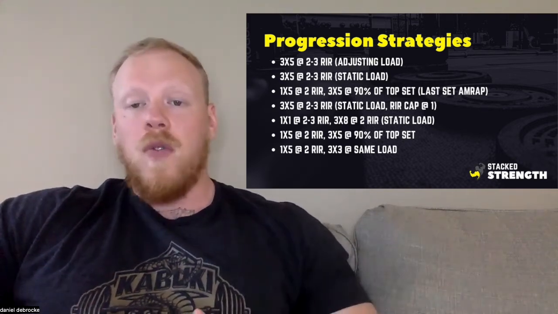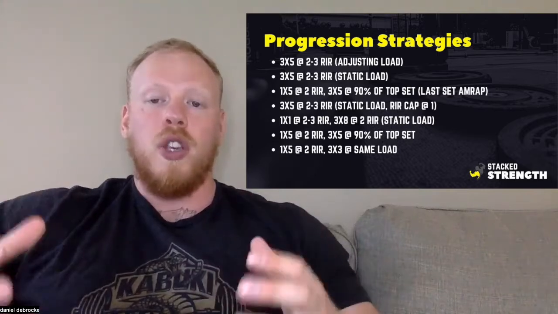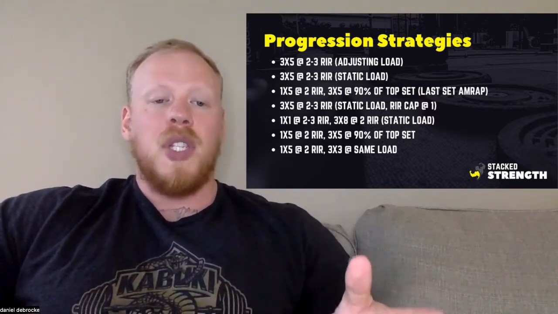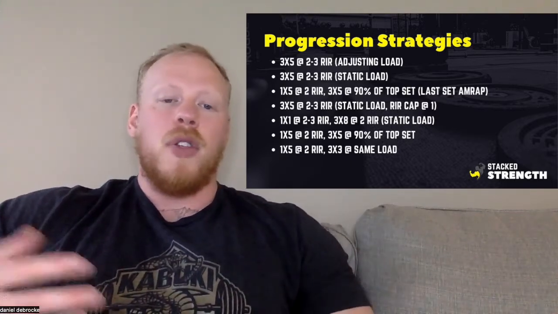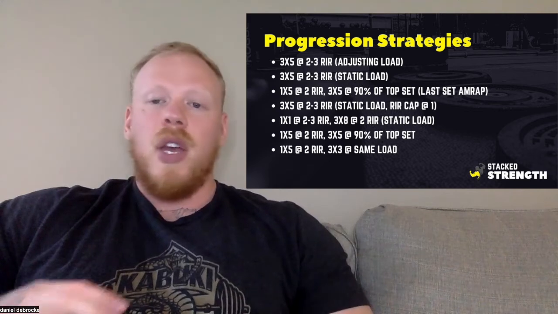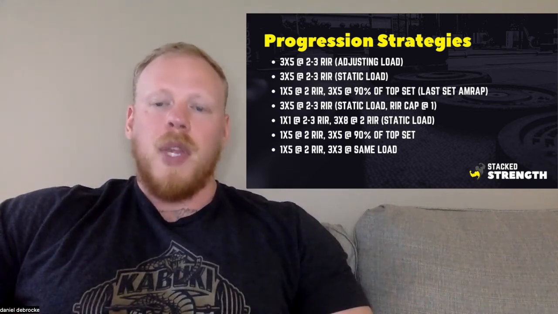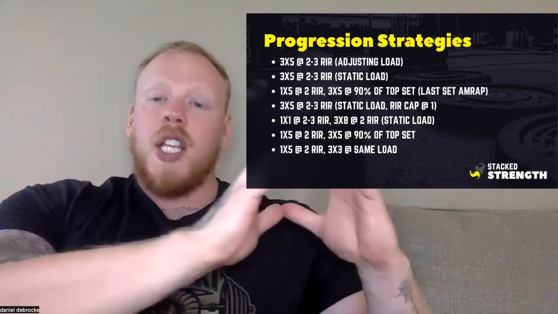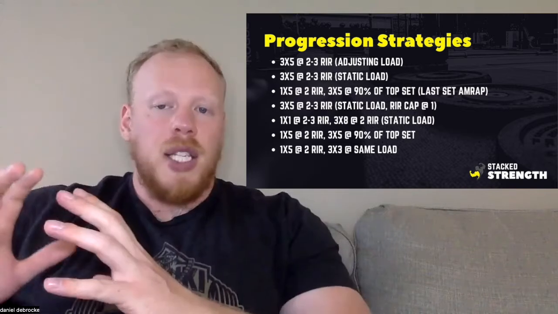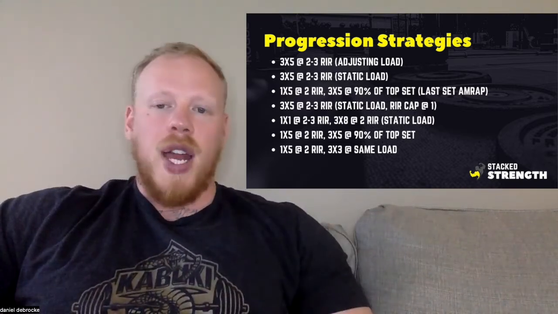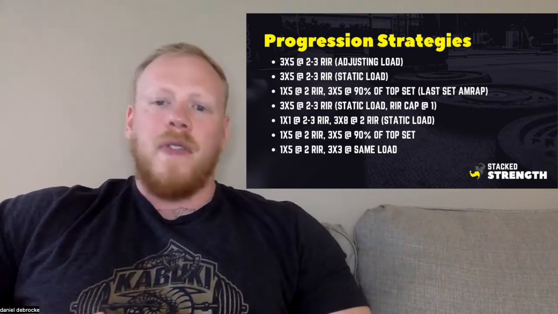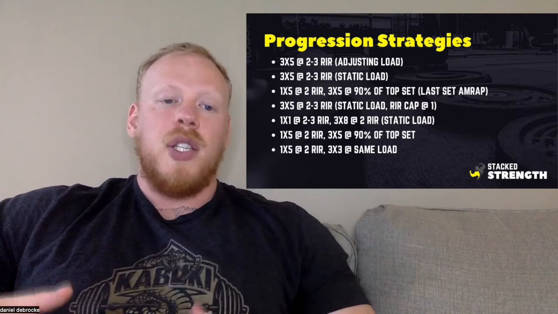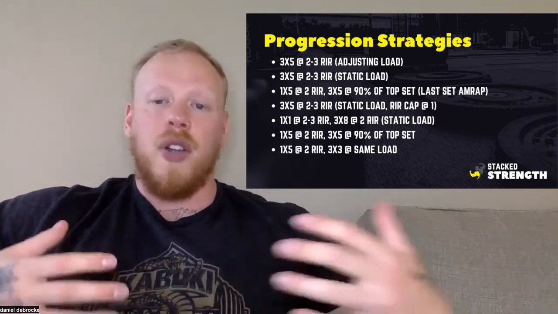And then we get our back off work to increase the amount of total accumulative volume. So you're doing your top single, and then you're going to do some back off work, 3 sets of 8 at a static load at 2 reps in reserve. Okay, so again, we're getting exposure to higher intensity, and then we're getting some volume. Now, this can be a very effective strategy to use maybe a little bit further out from competition, because you're still getting exposure to higher intensities.